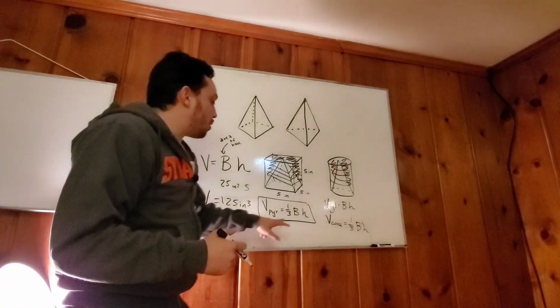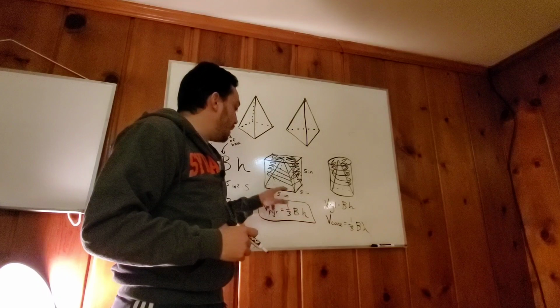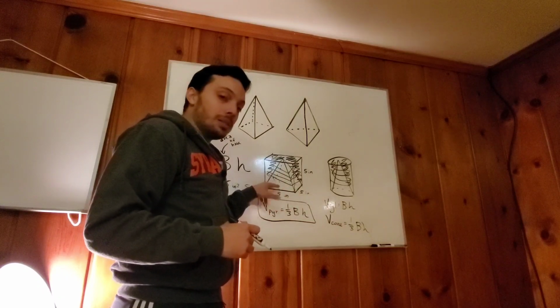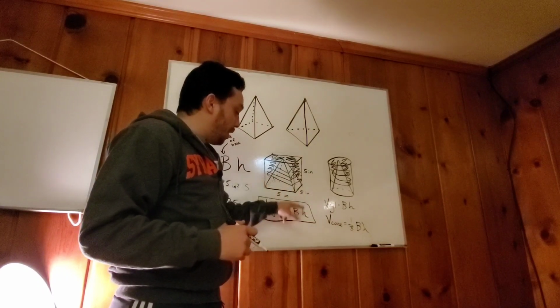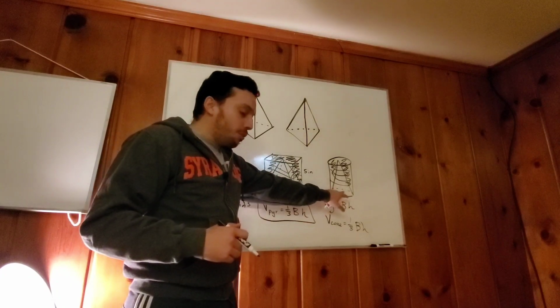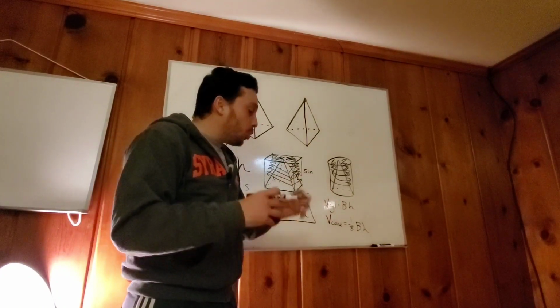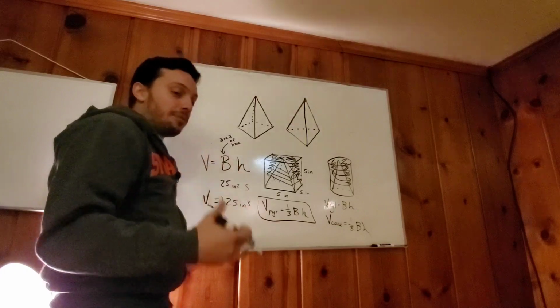The only thing that matters here is the area of the base. The area of the base here is a square. The area of the base is going to be found differently than the area of the base for the cylinder, because the cylinder has a circle, and therefore it doesn't have the same formula.